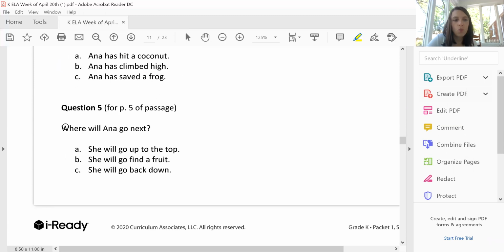Question 5, where will Anna go next? So go back to page 5. A, she will go up to the top. B, she will go find a fruit. Or C, she will go back down. So where does Anna go next? To the top to find fruit, or does she go down?